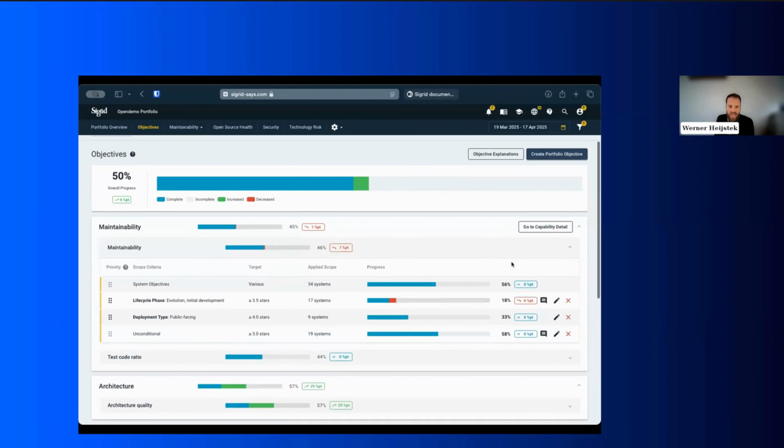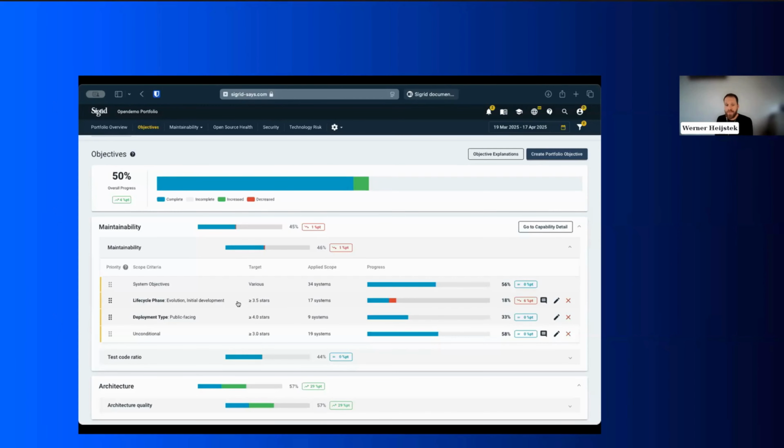So what you do is you say, for certain systems, let's say systems that I am currently starting to build, so systems that are in the life cycle phase evolution or initial development. And these types of information you can actually integrate with your CMDB. So you might already have that information available. If not, you can set it here. And say these systems need to adhere at least to a certain level of quality, a certain level of maintainability, to be more specific.